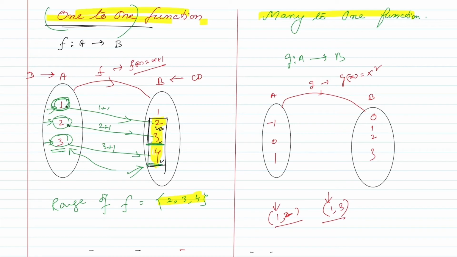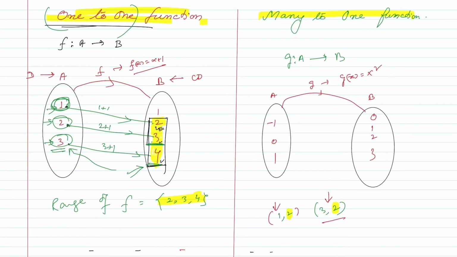But such ordered pairs, suppose we have (1, 2), then we have (3, 2). Such ordered pairs having the same second components can belong to a function. Those kinds of functions, having two or more ordered pairs with the same second components, are known as many-to-one.